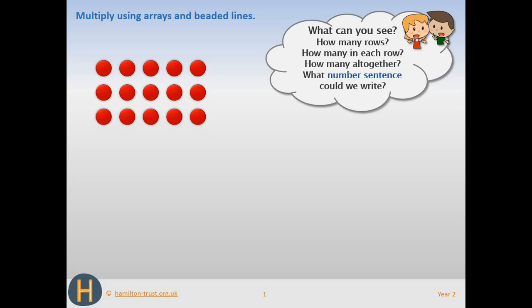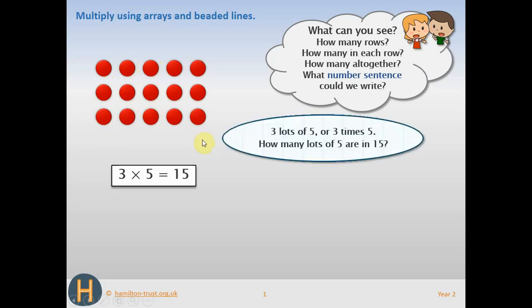There are 3 rows. How many in each row? 5. How can you write that as a number sentence? So here we've got 3 lots of 5, so it's 15. They've done 3 rows of 5: 1, 2, 3. We could write it the other way as 5 lots of 3: 1, 2, 3, 4, 5. How many lots of 5?